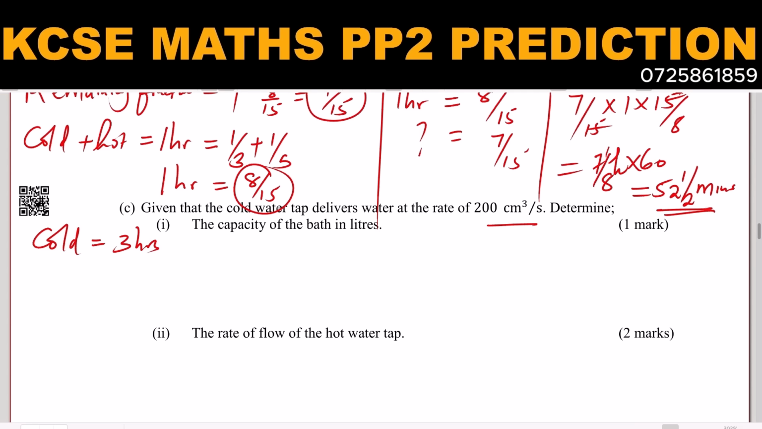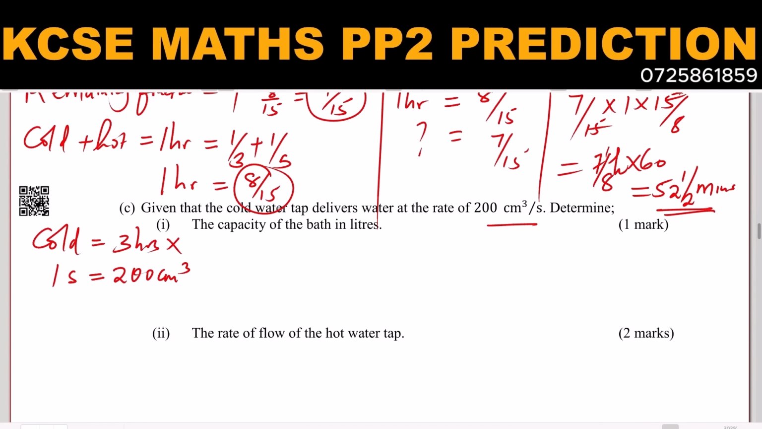And you can see here the rate is given in centimeters per second. So in 1 second, this means 200 centimeters cubed per second. It means that in 1 second, water flows at the rate of 200 centimeters cubed. So what about in 3 hours? If in 1 second, that is what we mean by 200 centimeters cubed per second. It means for 1 second the rate of flow is 200 centimeters cubed. And the cold water tap fills it in 3 hours.